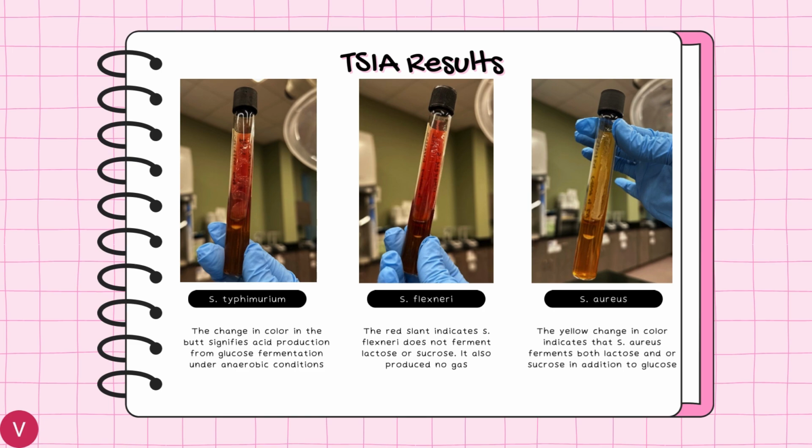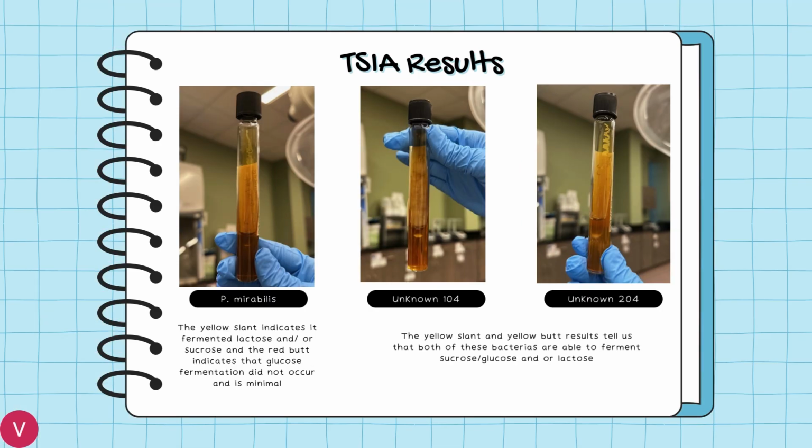Continuing with our TSIA results, P. mirabilis in the TSIA medium produced a yellow slant which indicates it fermented lactose and/or sucrose, and the red butt indicates that the glucose fermentation did not occur or is minimal. For our unknowns 104 and 204, the yellow slant and yellow butt results tell us that both of these bacteria are able to ferment sucrose and glucose and/or lactose.